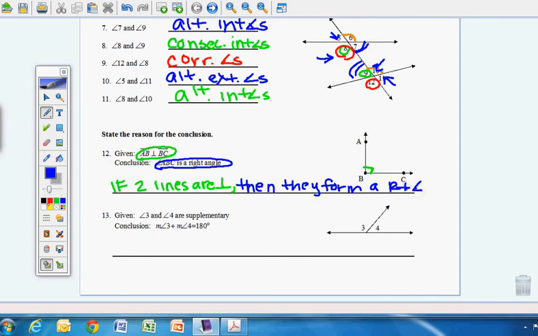Okay, so now let's look at the next one. If 3 and 4 are supplementary, I want to conclude that angle 3 plus angle 4 equals 180. Okay, I'm starting with this, with my red: if two angles are supplementary, then what can I conclude? There's my conclusion. Then they add up to 180.